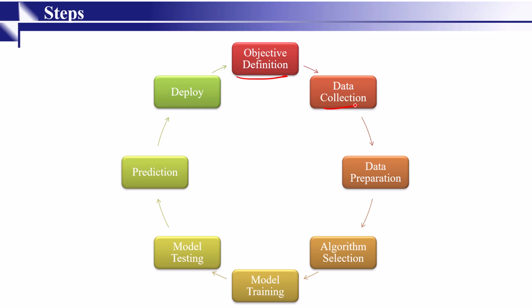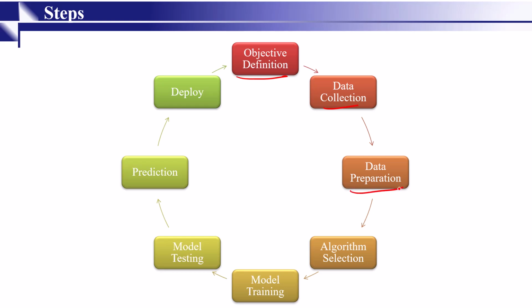In this step, relevant data is gathered from various sources. The quality and quantity of data are crucial for the success of the model. And probability and statistics play a role here in understanding data distributions, sampling methods, and ensuring that the data collected is representative of the problem domain.